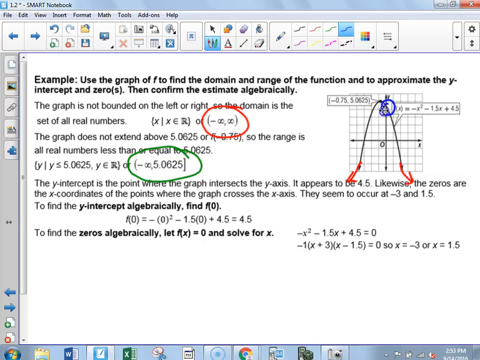4? 4.5? 4? Okay. Somewhere in there. It says to find it algebraically. Now, the equation is over here. How do we find the y-intercept algebraically? It is the constant because it is the value when we put in a 0 for x, right?